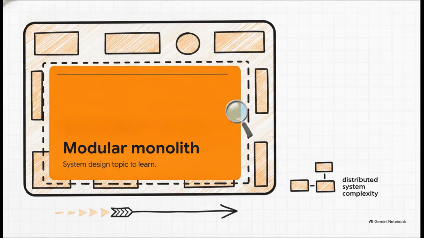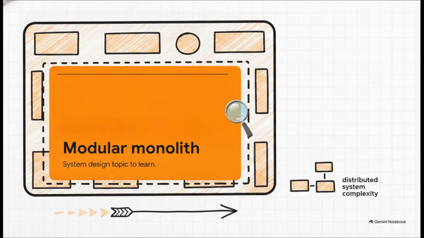Okay, so it's still a single unified block, but now it has internal organizational divisions. Going back to our e-commerce example, this is where developers logically separate out, say, the shopping cart code from the payment code using distinct folders or namespaces. It forces the engineering team to actually start thinking about separation of concerns, right? Getting those clean internal interfaces set up.